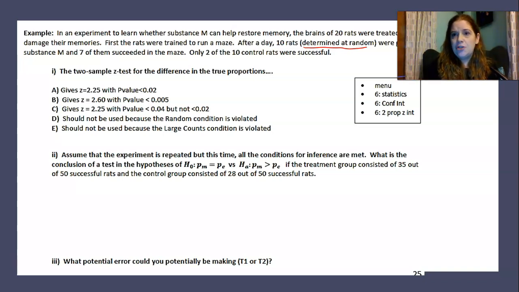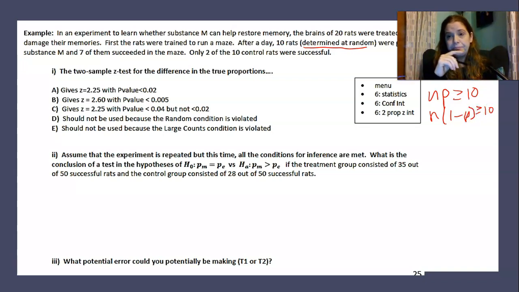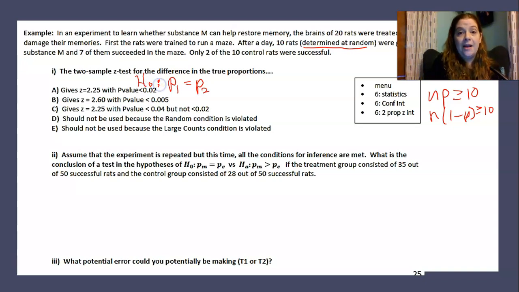And so the other one is the large counts condition. So remember, what you have to do to check this is for both groups, you need to check that n times p is greater than or equal to 10, and that n times 1 minus p is greater than or equal to 10. And we would need to do our best check of that possible. Now, the problem with this is that if we are doing a 2-sample z-test, then we would be assuming from the start that p1 would be equal to p2 in our null hypothesis. So we would have to check our expected counts using that special p hat combined.